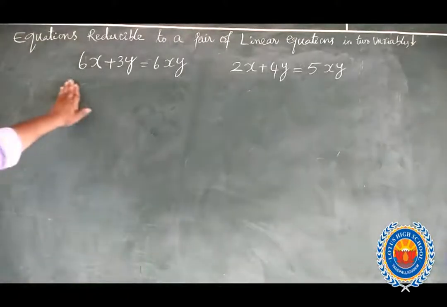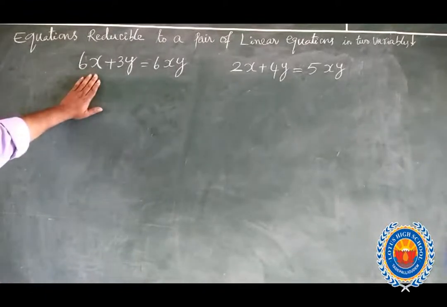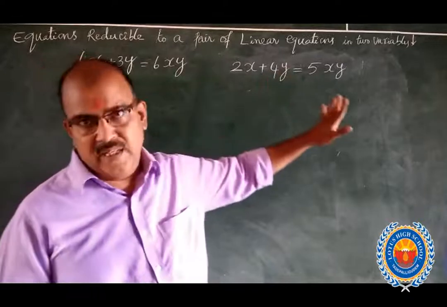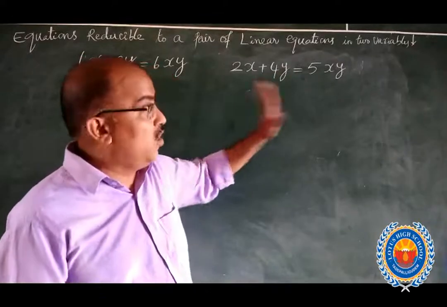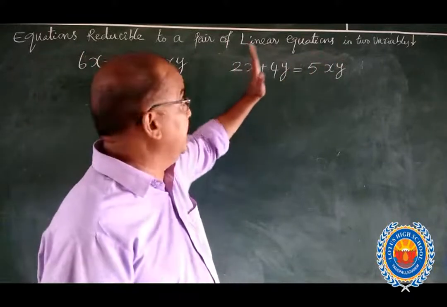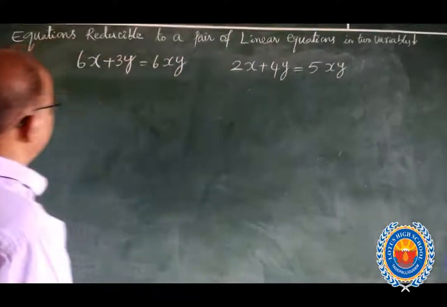This is question number 2. 6x plus 3y is equal to 6xy, and 2x plus 4y is equal to 5xy. This one also is not in the form of a pair of linear equations in two variables, so you have to convert it.